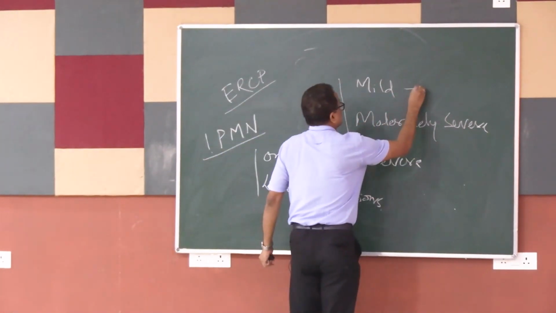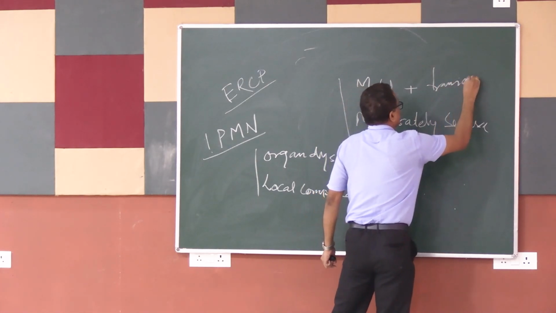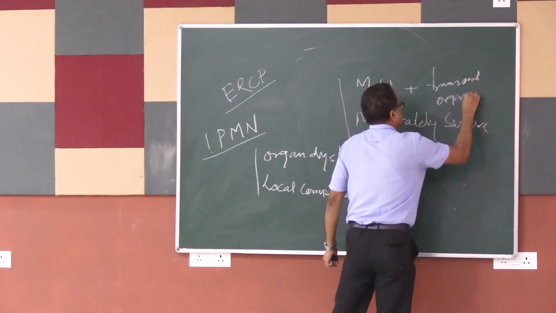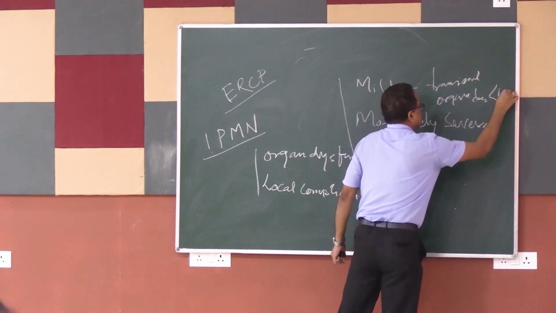Moderately severe means mild plus transient organ dysfunction of less than 48 hours.